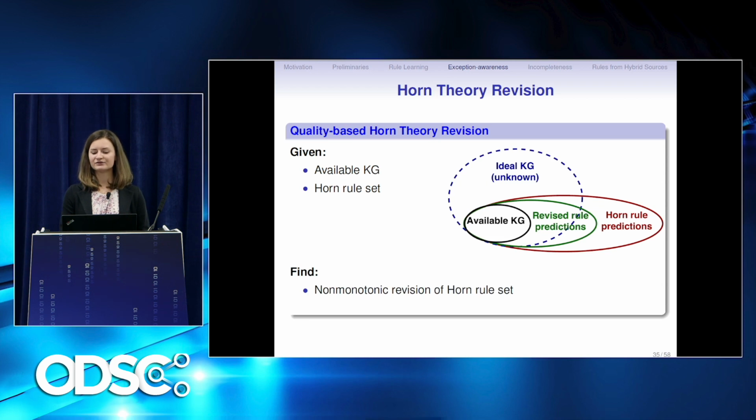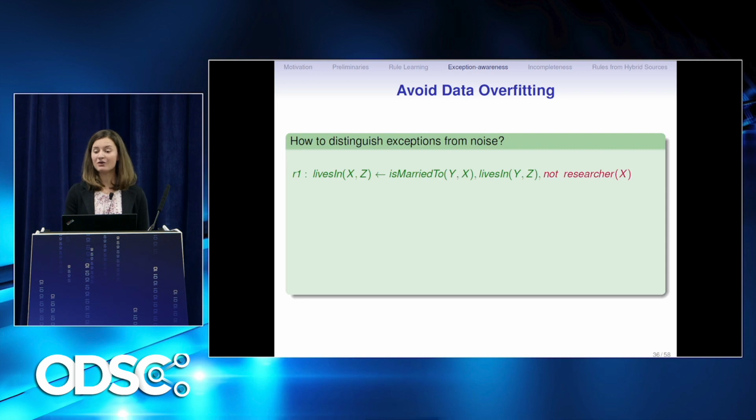Now, what we want to get is to revise this set of positive rules by adding exceptions, negated atoms, such that whenever we do that, obviously the set of predictions becomes smaller. What we want to achieve is to maximize the area within this unknown graph that is the correct one, and minimize the one outside. So to essentially get rid of incorrect predictions made by positive rules. Pretty natural. And how we do that is as follows.